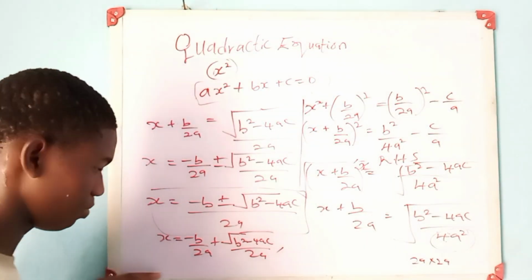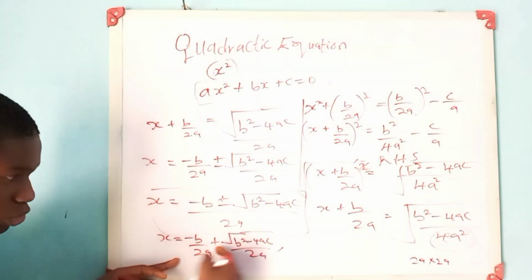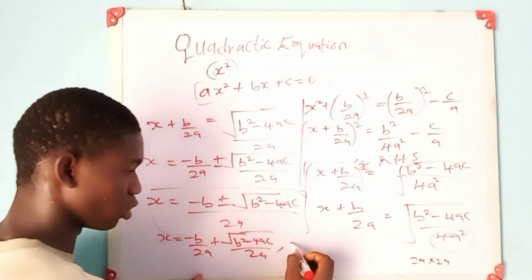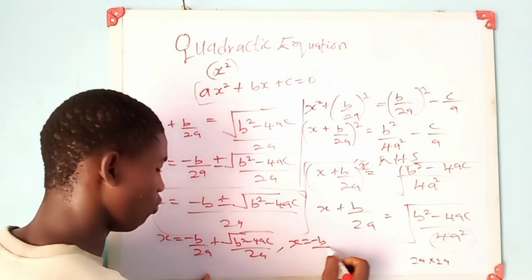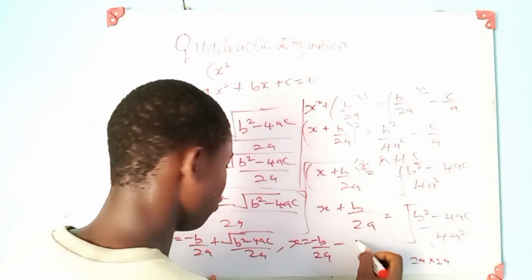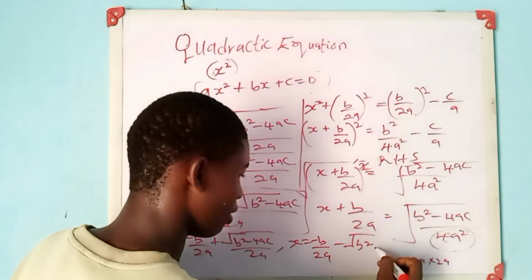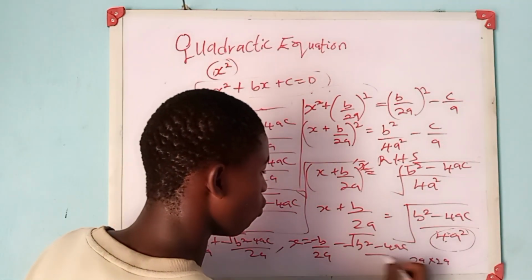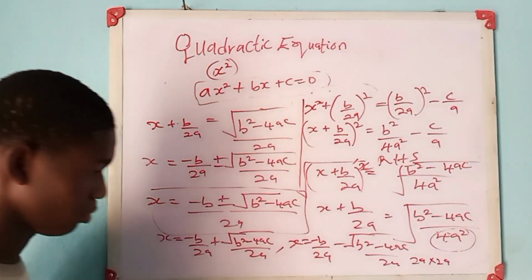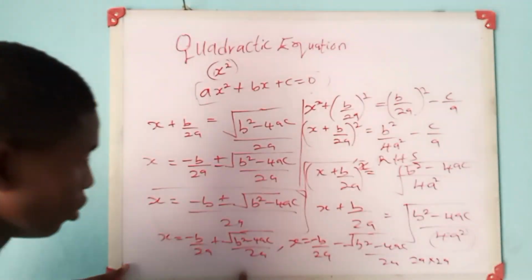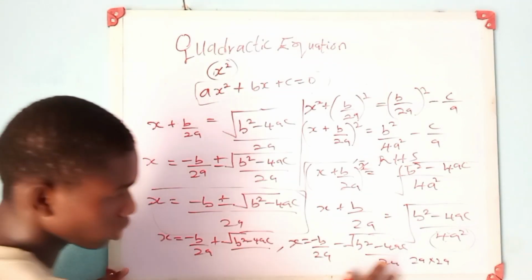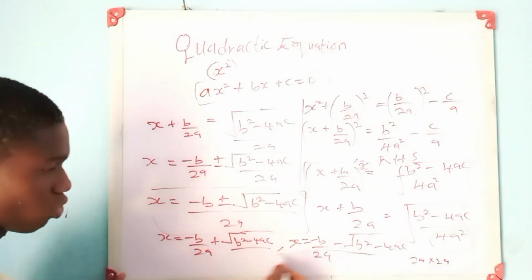Now this first one, this is the first one. You are going to be using plus in the first one. Then the second one is going to be carrying minus. It's going to be x equals to minus b all over 2a negative square root of what? B square minus 4ac over what? 2a. Over 2a. So let's just use just one of the two a's. You understand? Everything is all over.